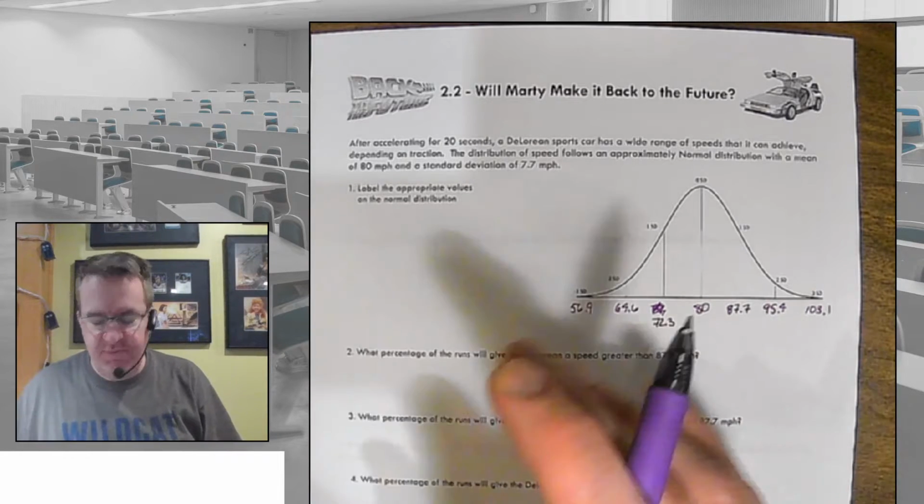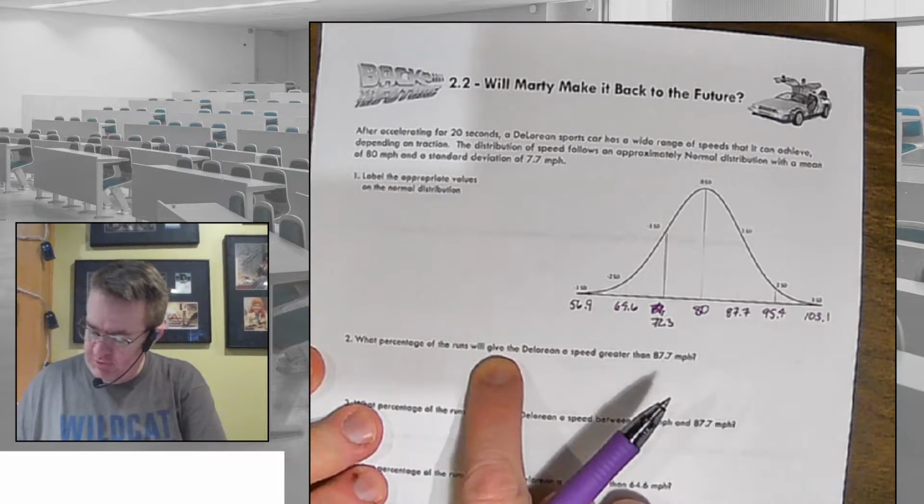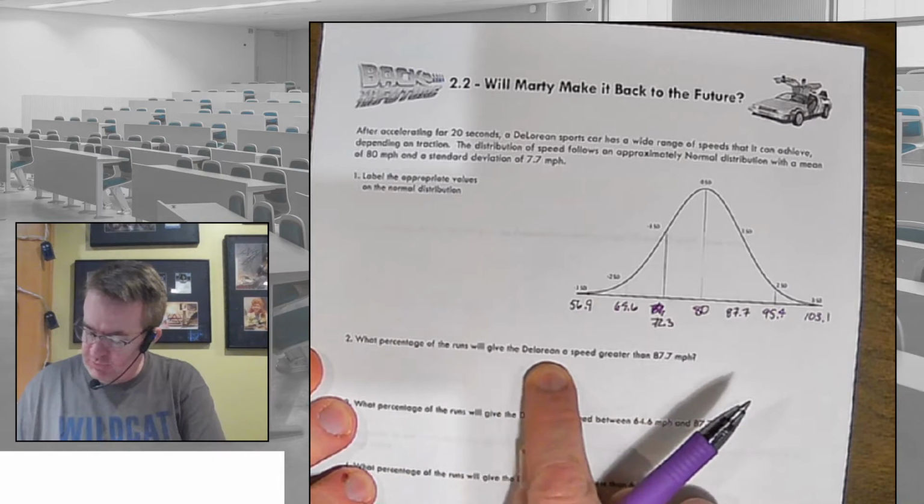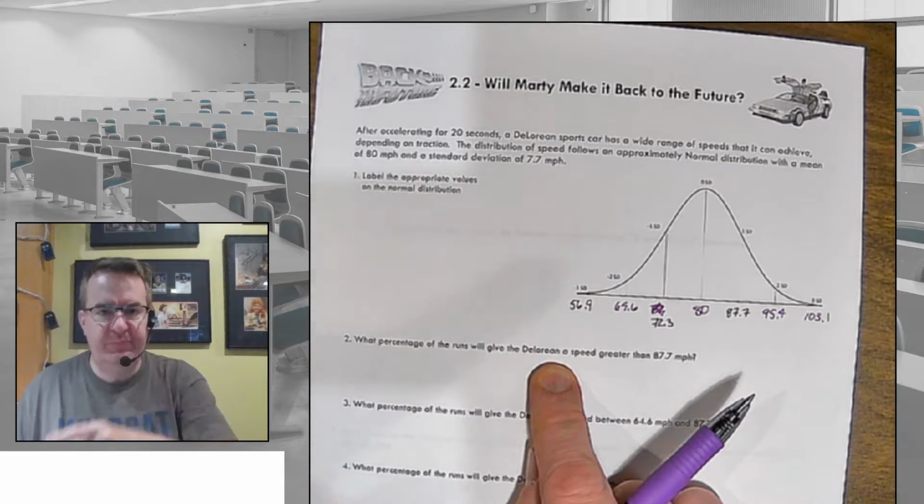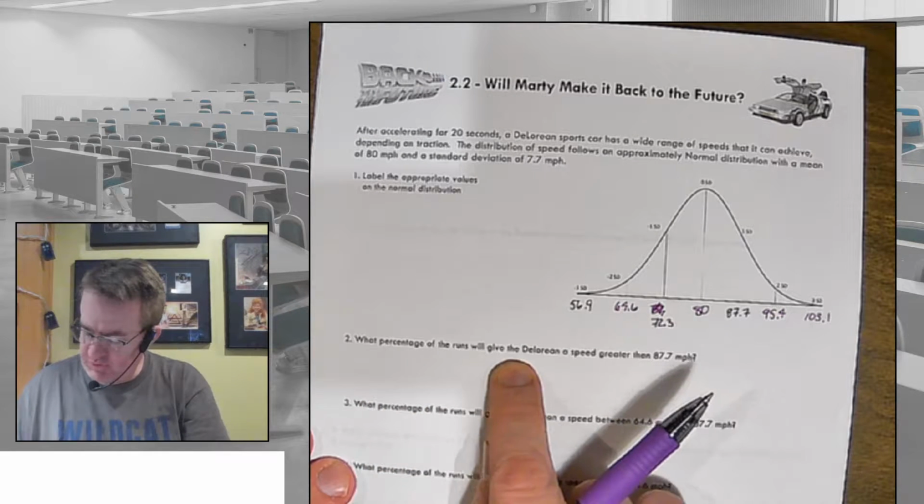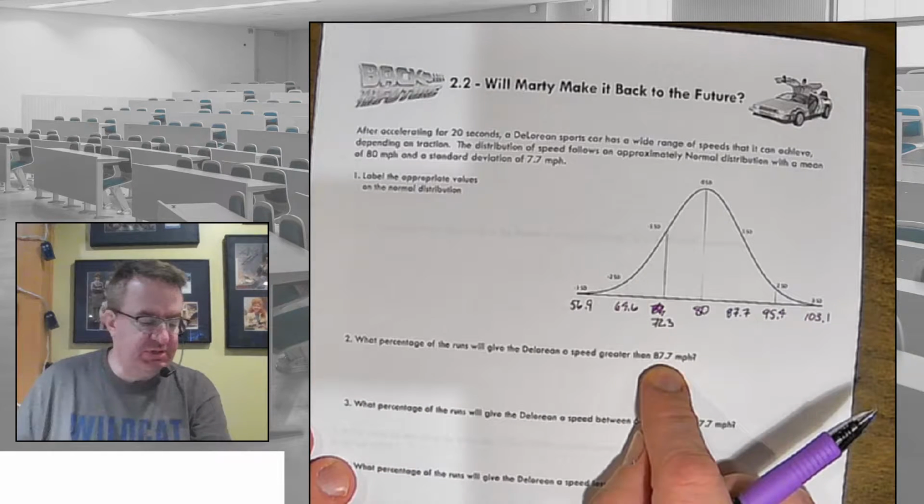So what do we do with that? That's probably the bigger question. What percentage of the runs will give the DeLorean a speed greater than 87.7?